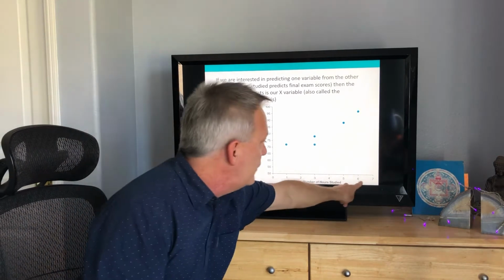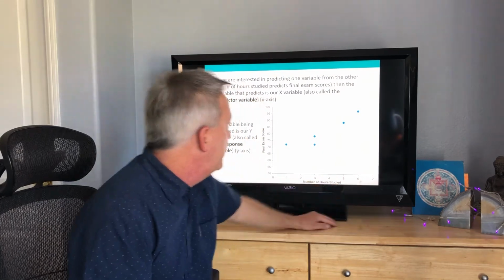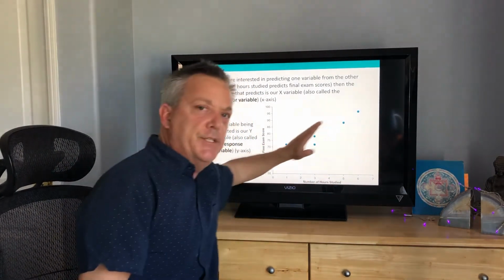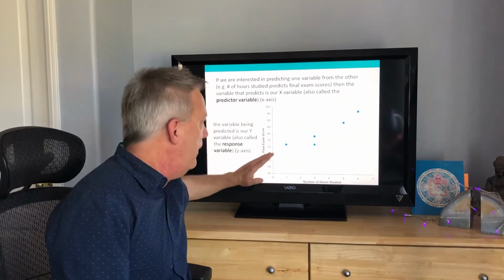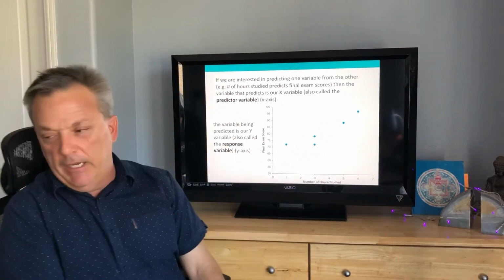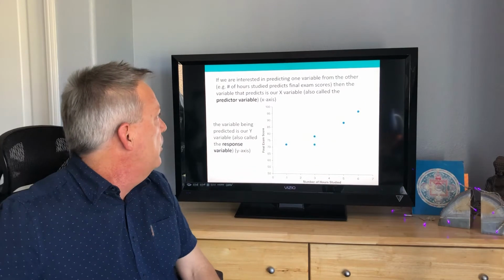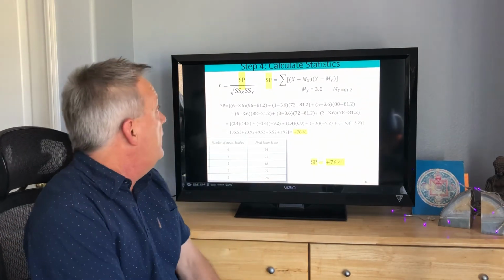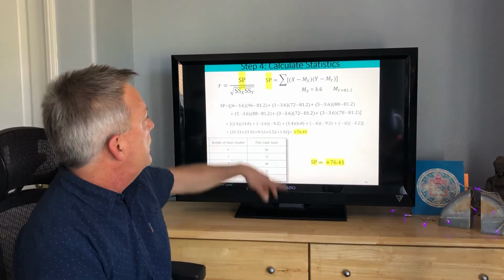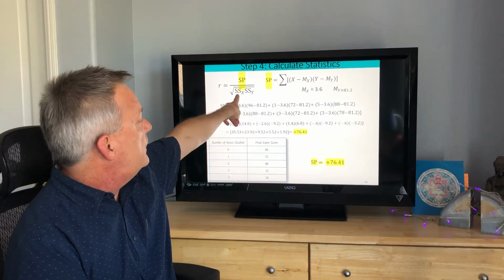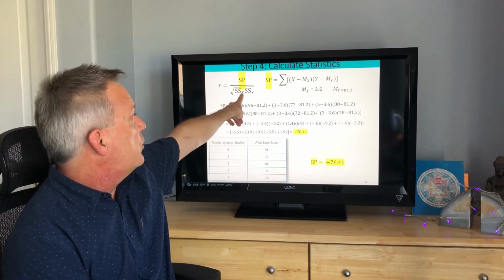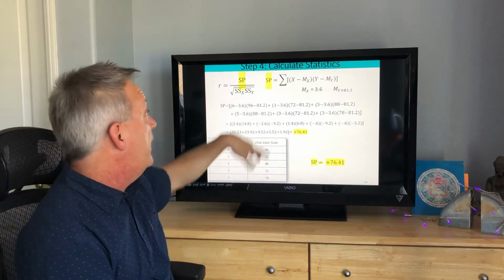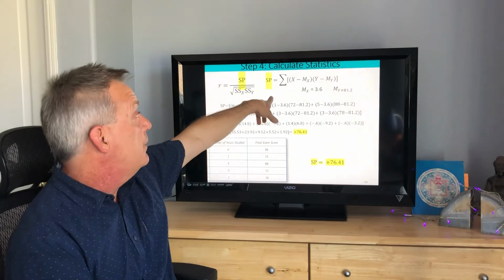So as the number of hours increases, what happens to final exam scores? Ooh, looks like a pretty nice correlation there, huh? It does. Positive correlation. So let's see what exactly it is, right? And so we're going to calculate the statistics. You already know how to calculate the sum of squares in previous chapters, so I'm not going to go over that, but I am going to go over the sum of products.